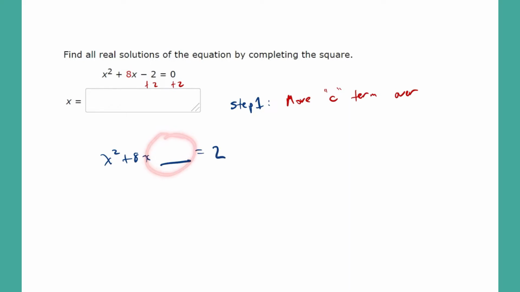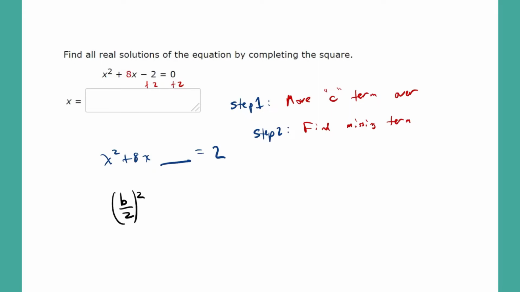So here in this blank, that's where step 2 comes in. I'm going to call it complete, find the missing term. The way you get that missing term is by you divide the b term by 2. So I'll write that formula out. It's going to be b divided by 2 squared. That's what goes in the blank.